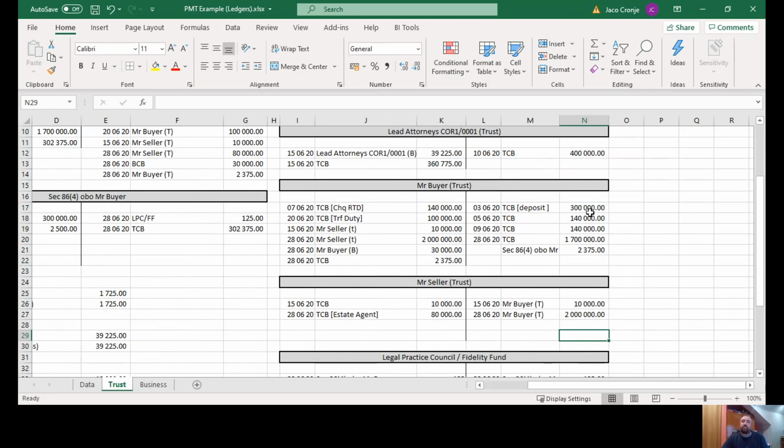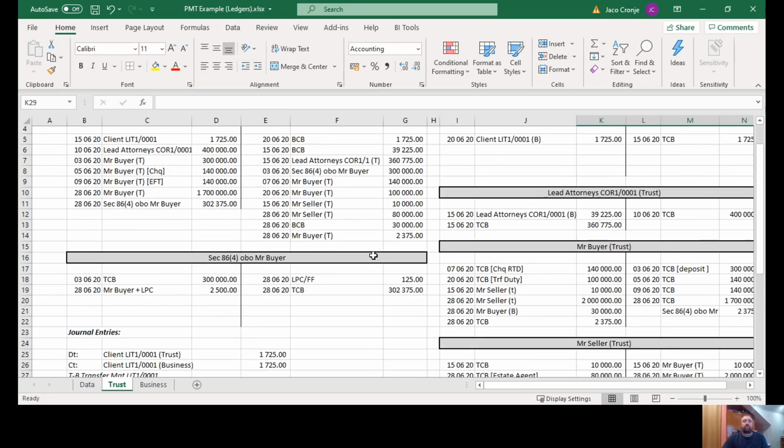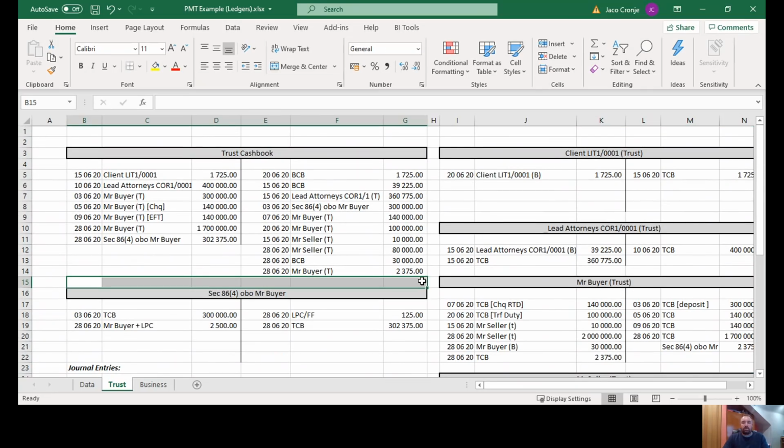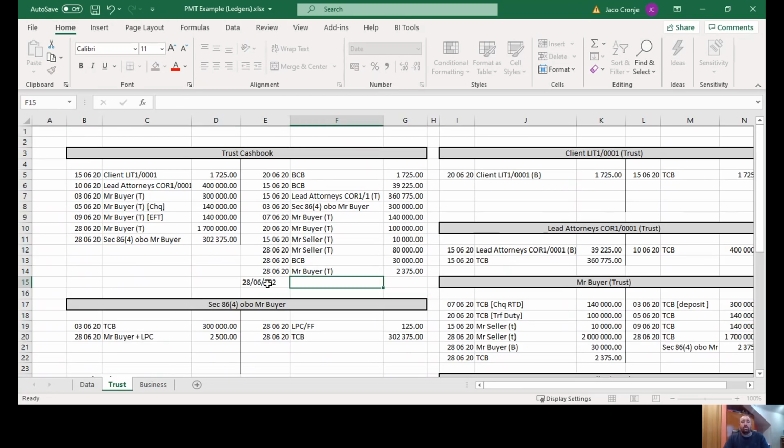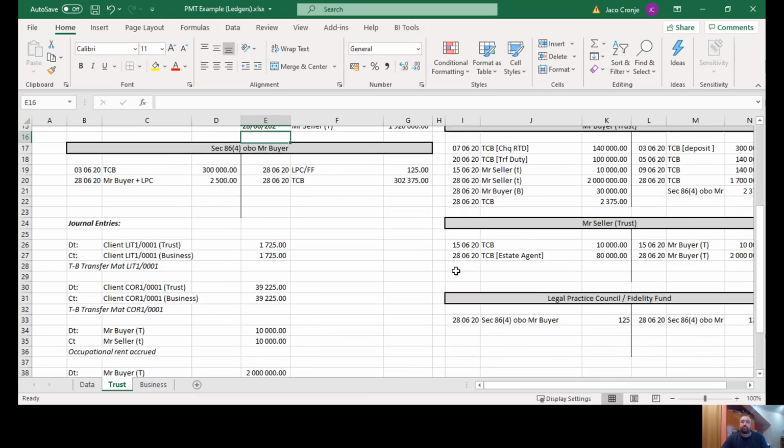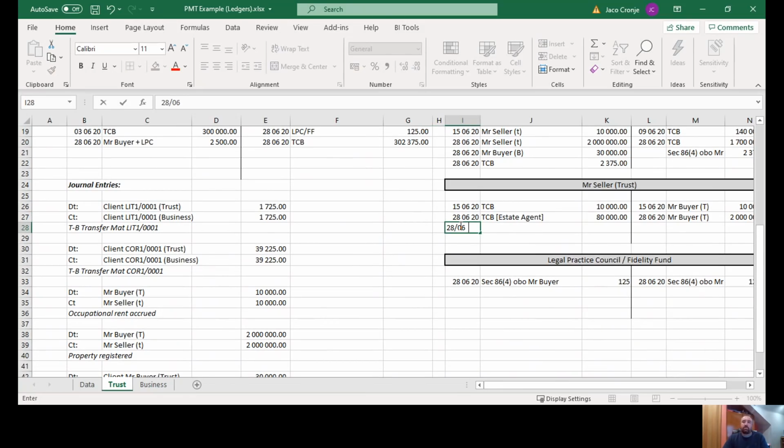And now lastly, we've got to do the same for Mr. Seller. So work out the difference between the two columns. So you've got that in my trust, but I've paid out that on your behalf, 1920. So if I go to my bank, that will also decrease my bank balance. This is to Mr. Seller Trust. 1920. And we'll allocate it here.